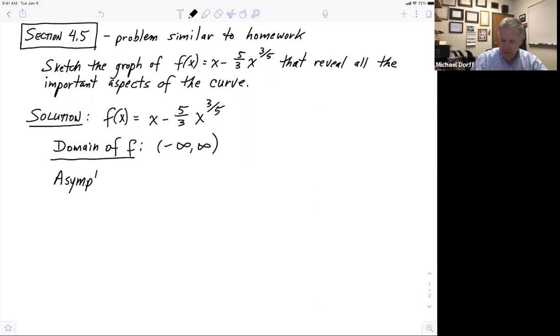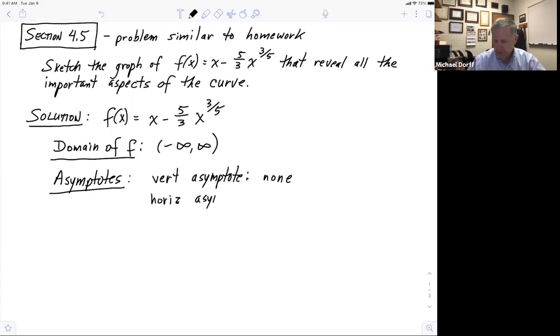Asymptotes. Are there any asymptotes in this problem? Well, I could have a vertical asymptote. And a vertical asymptote would occur if there were 0 in the denominator. But we said we have no denominator, so there is no vertical asymptote. We'd have a horizontal asymptote if I took the limit as x goes to infinity of f of x, and that equaled some finite number.